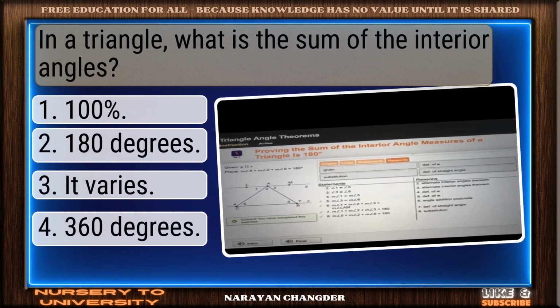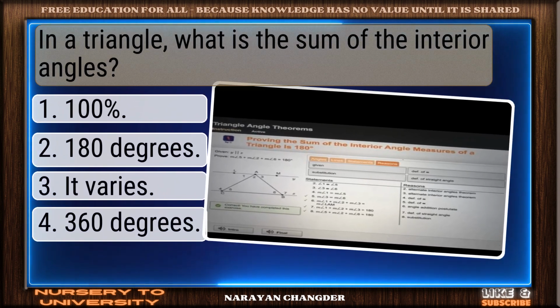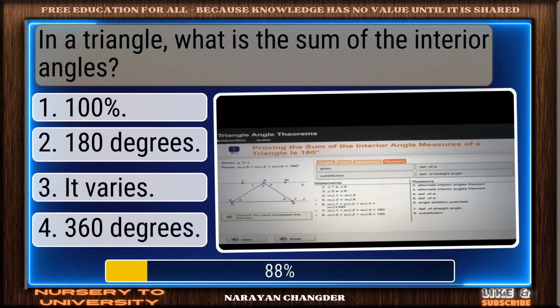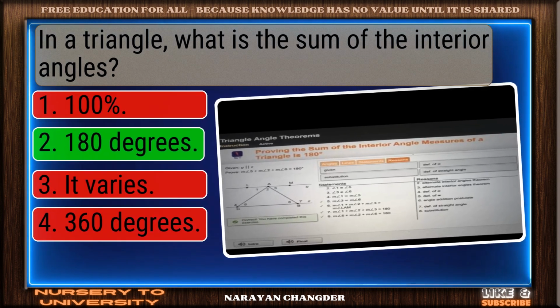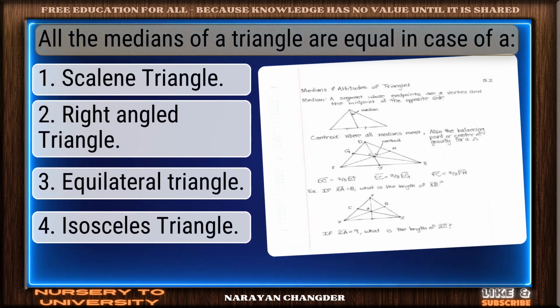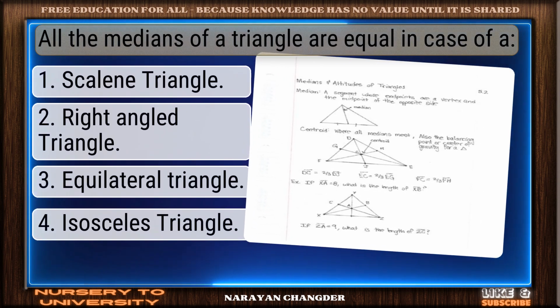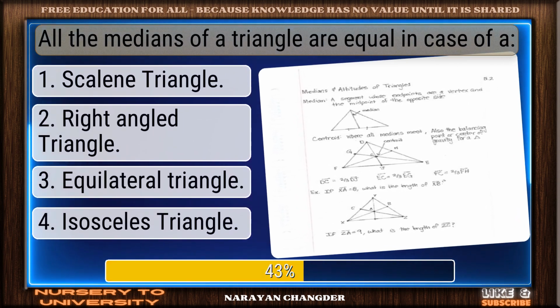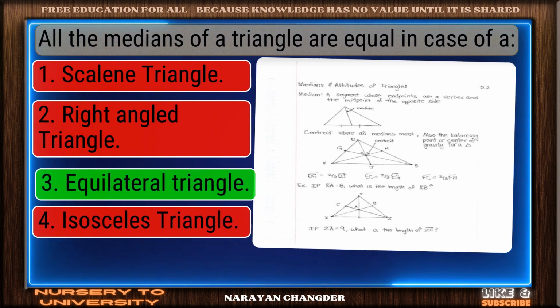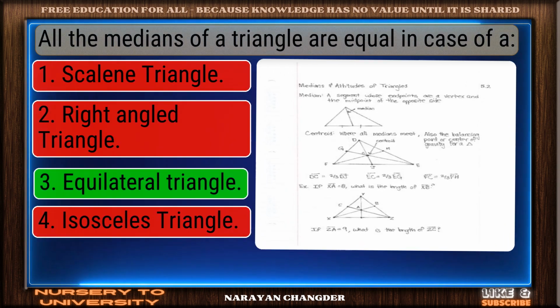Question number 37. In a triangle, what is the sum of the interior angles? Right choice. 180 degrees is the best answer. Question number 38. All the medians of a triangle are equal in case of a. Well reasoned. Equilateral triangle is the correct choice.